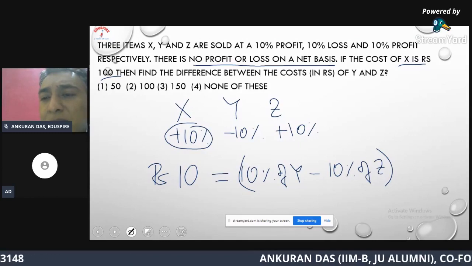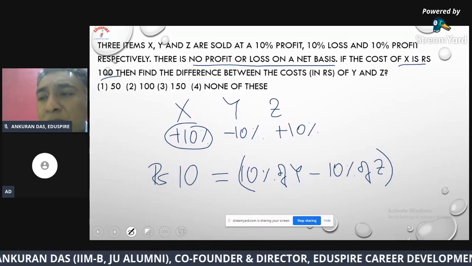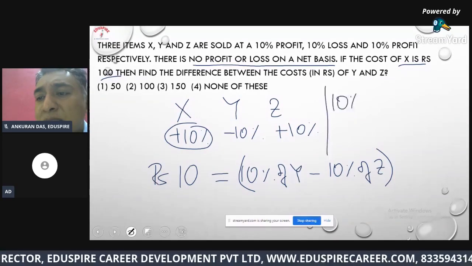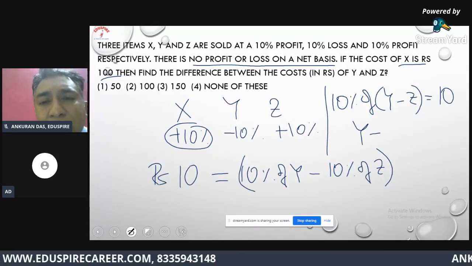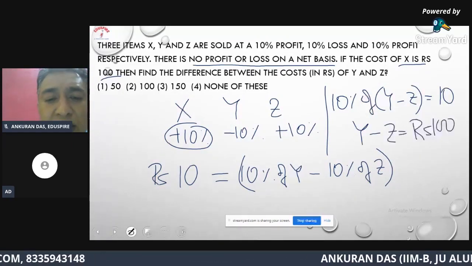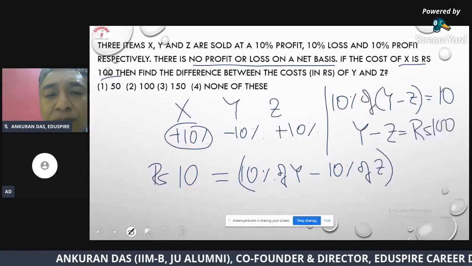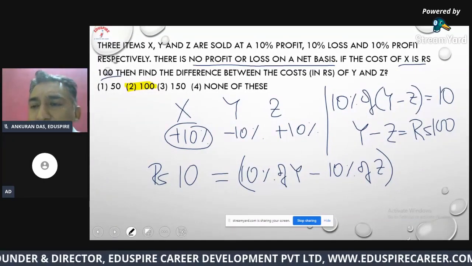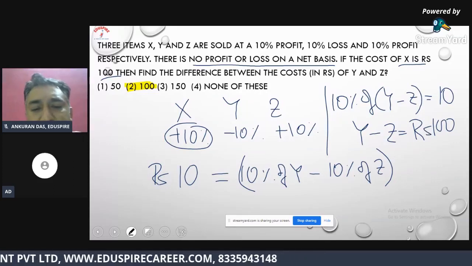So it means 10% of cost of Y minus cost of Z is rupees 10, or I can say Y minus Z will be rupees 100. All right, guys. So then your answer to this question will be rupees 100. Okay. I hope that was clear to all of you. Cool. So we'll move ahead with the next one.